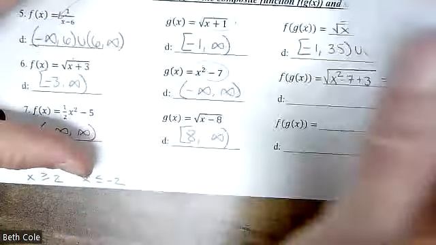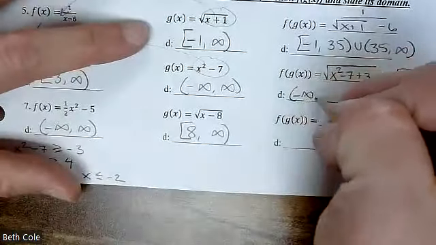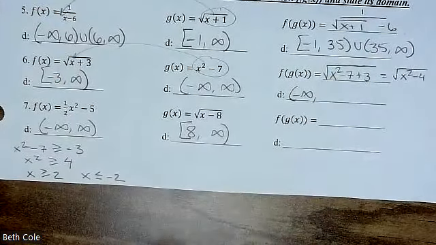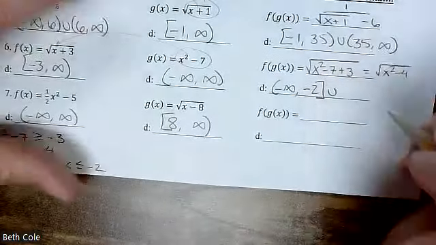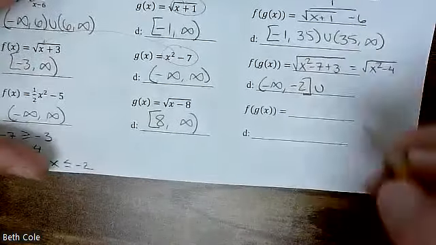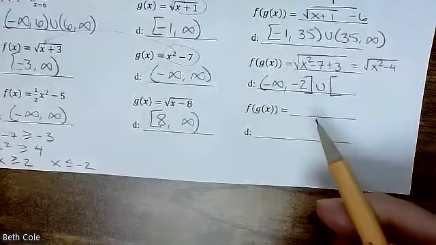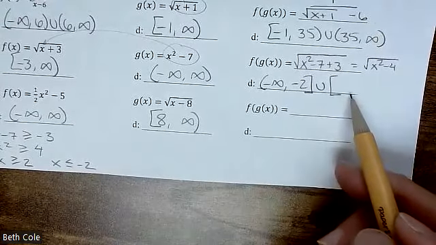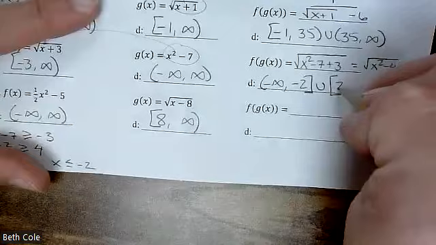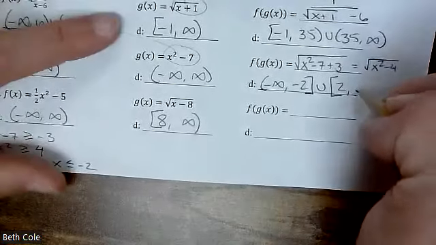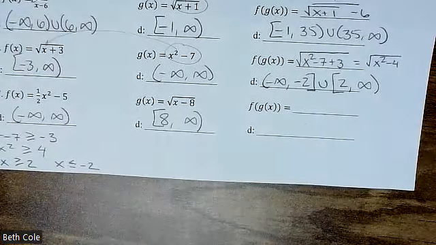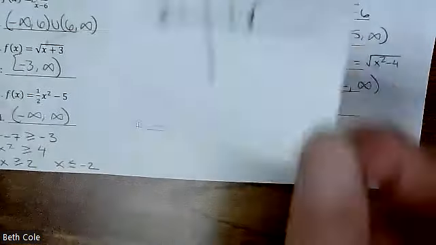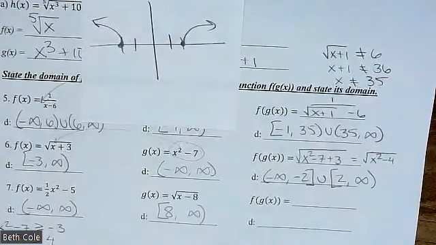How do you write it then? It would be -infinity to where? Good. Bracket union. Well, we already did the -2, so the other one's going to be 2 to infinity. So you want -infinity to -2, union 2 to infinity. You can always draw a little sketch of it to help you.